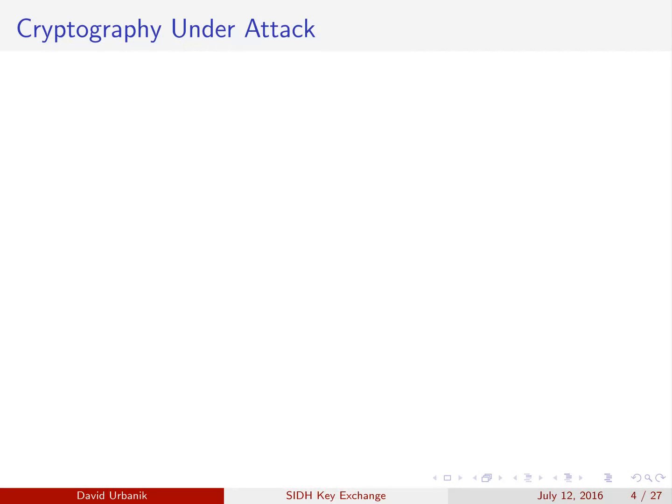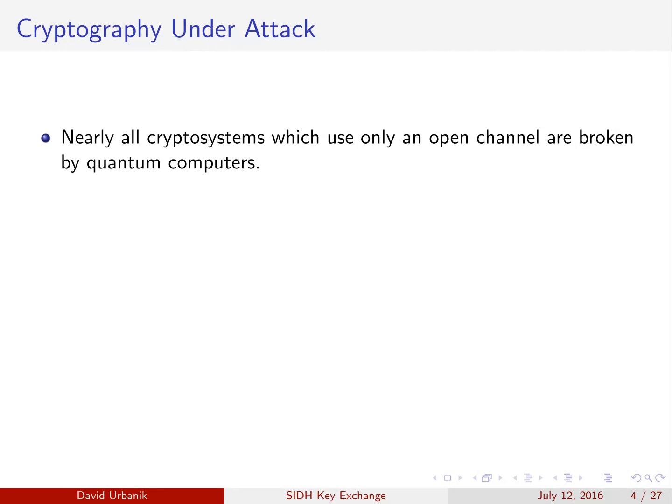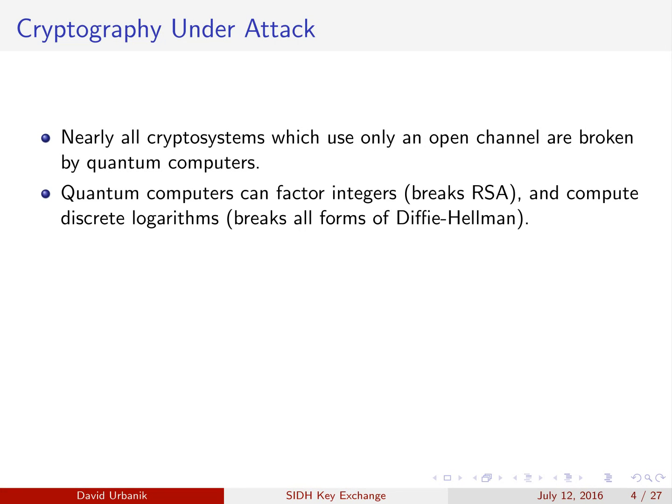They're building this thing called a quantum computer, and the basic idea of a quantum computer is that you can ruin cryptography on some level. And the way that happens is that, if you look at these problems, so this is basically what I just said, all these crypto systems that work entirely over an open channel are broken by quantum computers. And the way they do that is that they can break these two hard problems that underlie these crypto systems: the discrete logarithm problem, which I just mentioned, and also they can factor integers, which breaks RSA.